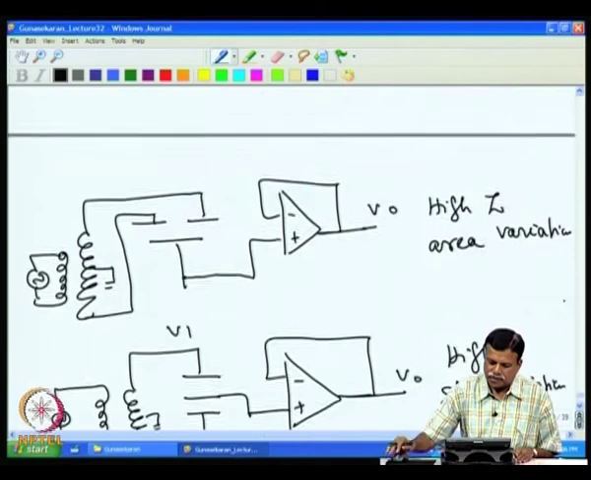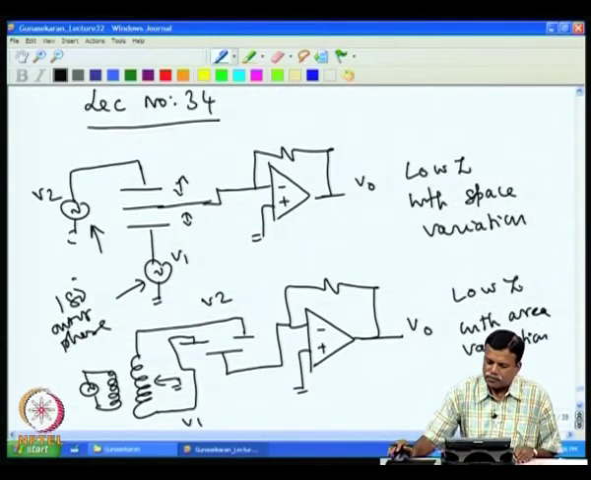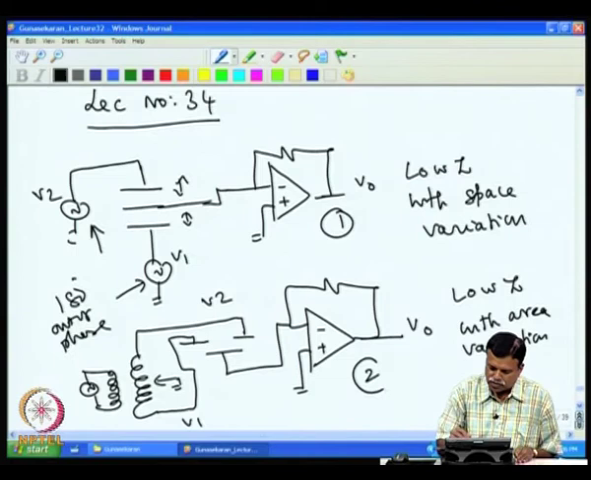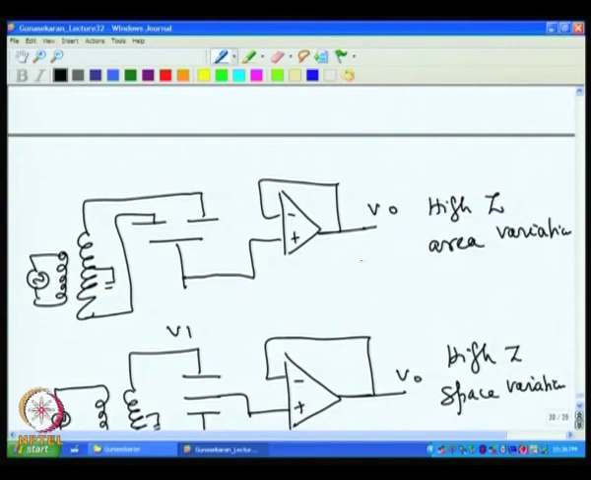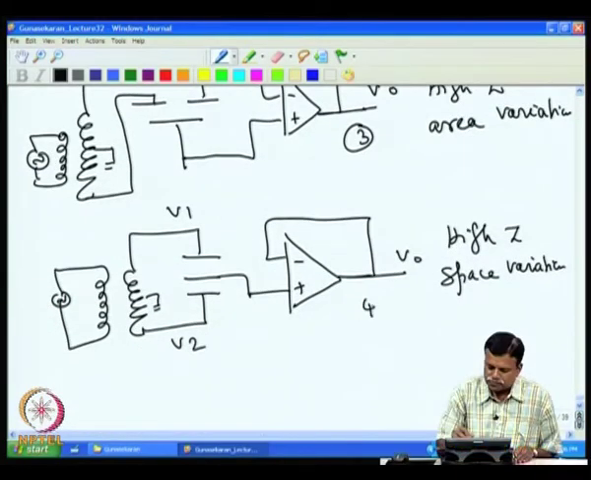So, we will number them, because now we want to see in a consolidated manner what these amplifiers are, and what are the advantages and disadvantages of each one. This we call number 1, this number 2, then this circuit number 3, and this circuit number 4.